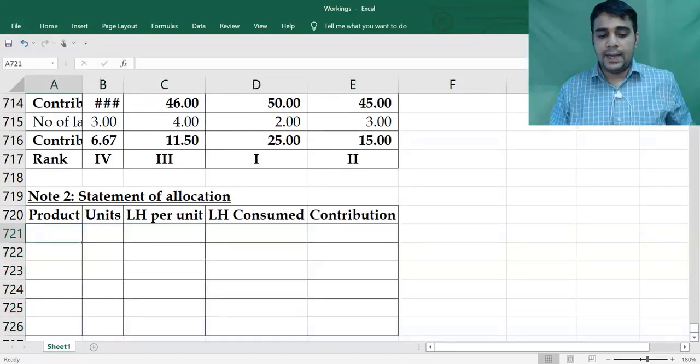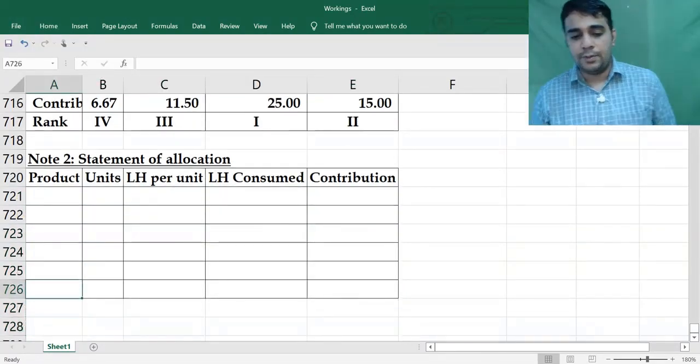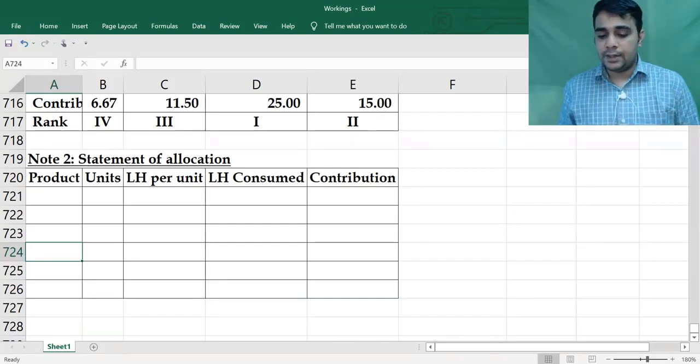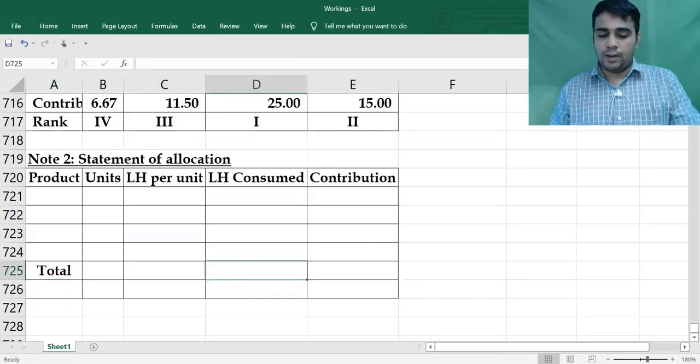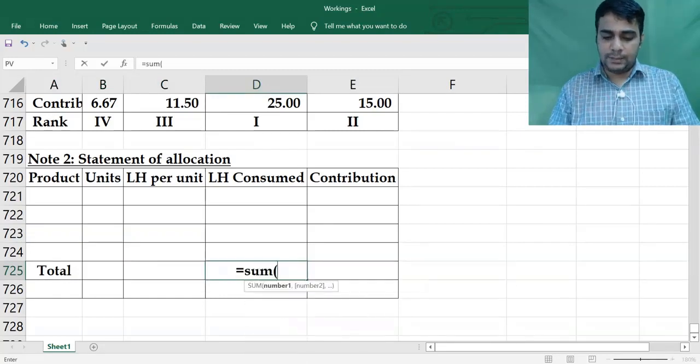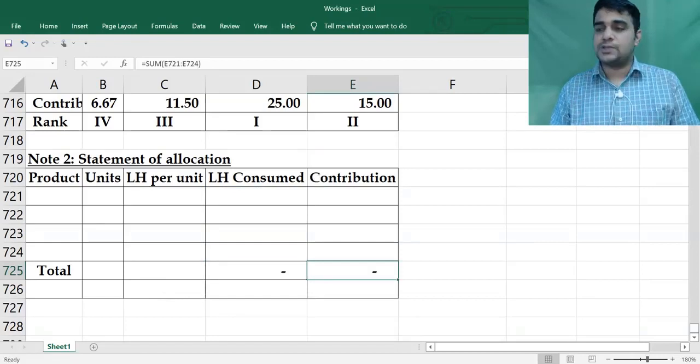Product, units, labor hours per unit, labor hours consumed and contribution. I am writing a total row as of now. You need not write this for the time being. Don't put this total as of now.